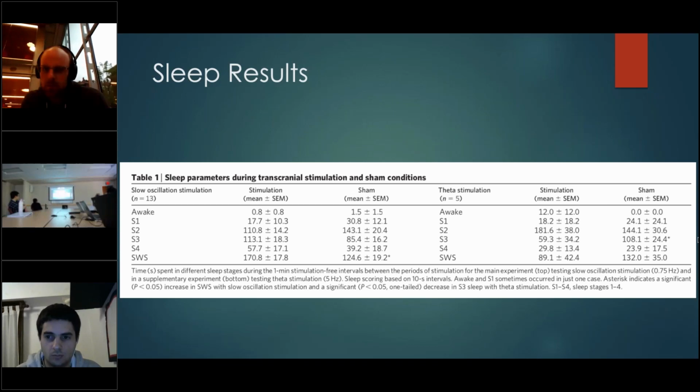This shows the time in minutes in each of the stages between stimulation and sham. For the slow oscillation, that was the 13 people, and then the theta was 5 people. It's pretty interesting, actually. To me, it's phenomenal that these electrical currents synchronize the brain. They're kind of gross electrical fields we're putting into the head, and yet the brain synchronizes its internal oscillations to go with them. It's almost too easy.